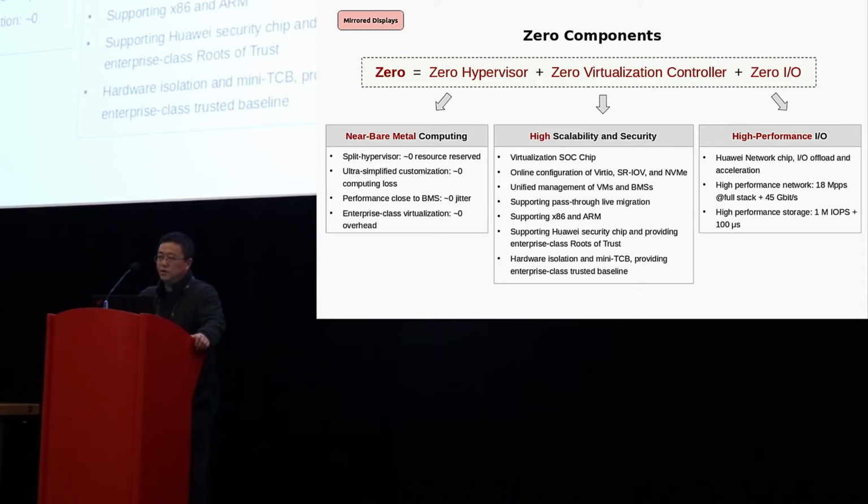The fourth Zero is that the first is zero resource reserved. That means we reserve zero CPU and zero memory on the front side server. The second is the performance jitter is zero. The third is virtualization overhead is zero. You know that in cloud, there are a lot of enterprise customers very sensitive about the performance and the stability. So we set up the target performance threshold: virtualization overhead is zero.